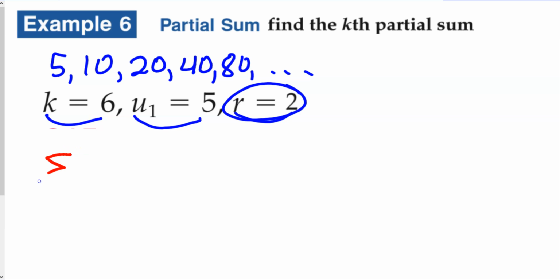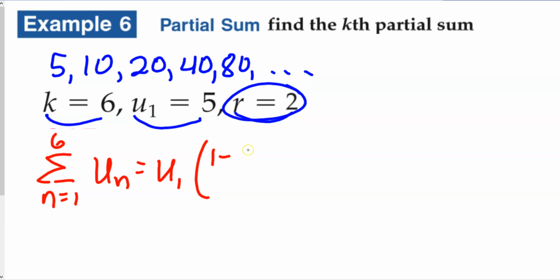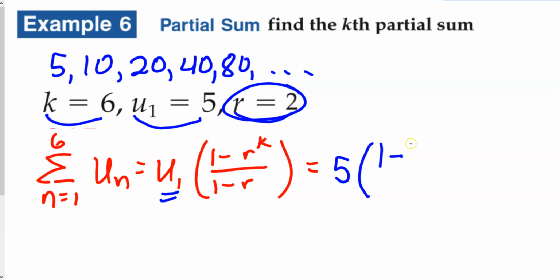but the formula says that you should find the sum from 1 to 6. You're going to find that by taking the first term, multiplying it by 1 minus the ratio raised to the k, over 1 minus the ratio, like that. So if you know the formula, all you have to do is put in the numbers that you know, which in this case the first term is 5. That's this, multiplied by 1 minus the common ratio, 2, raised to the k, which is 6, over 1 minus 2.